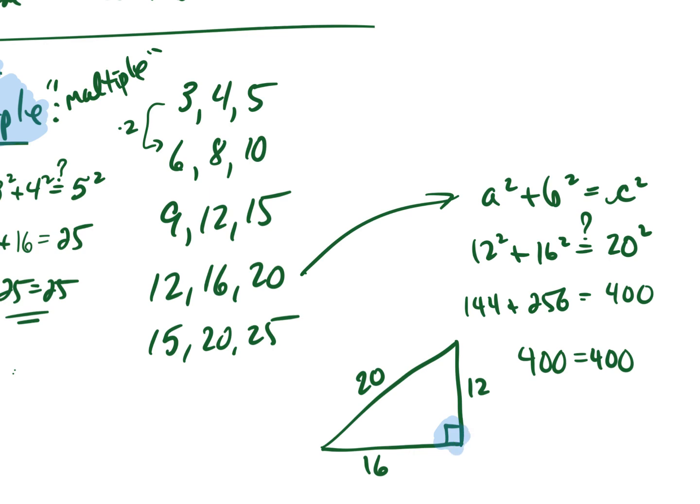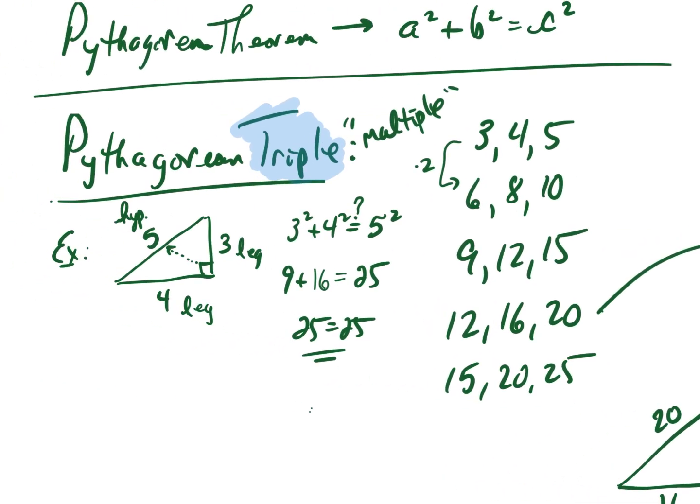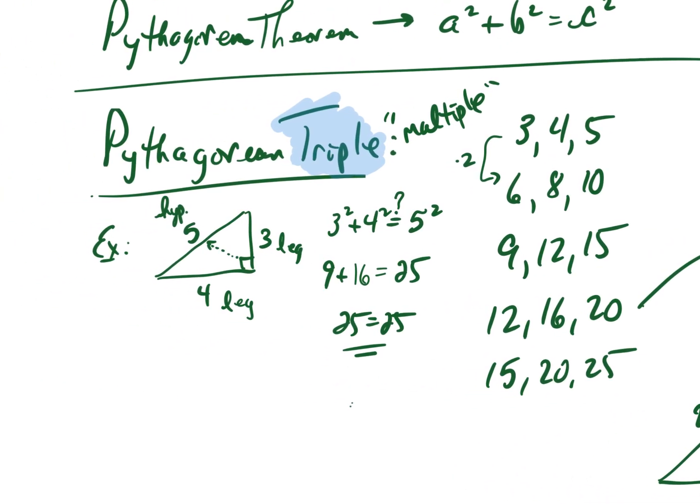All right, so a Pythagorean triple is any group of numbers that makes the Pythagorean theorem true, and then any multiple of those. So what we'll many times do is we'll just start with the smallest group of numbers. As an example here, we might start with 3, 4, and 5, the smallest group, and then just multiply to get different multiples of that.